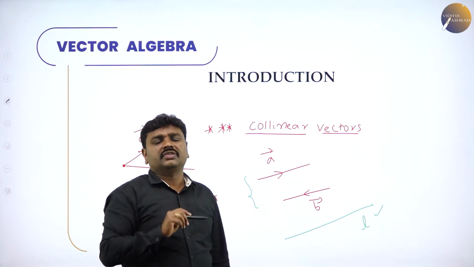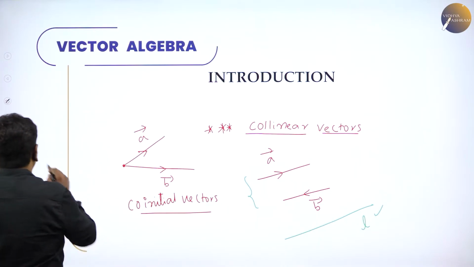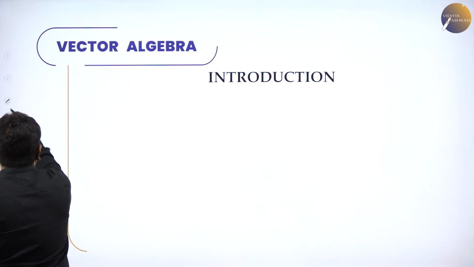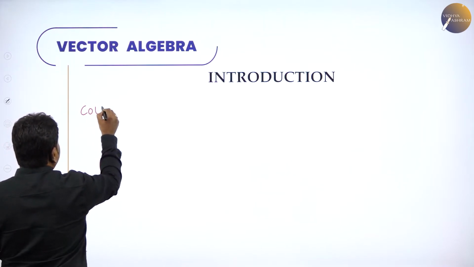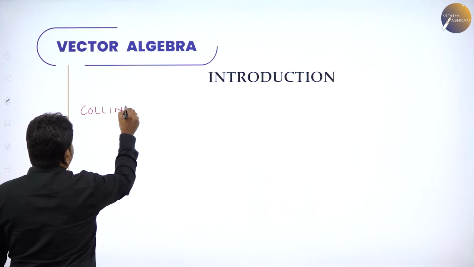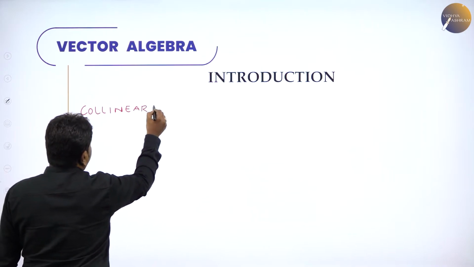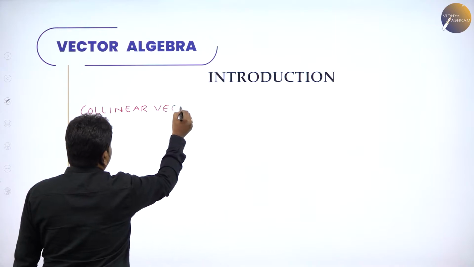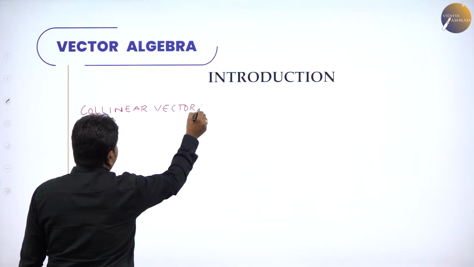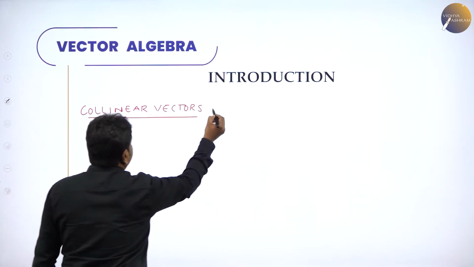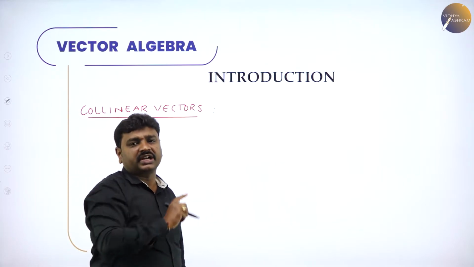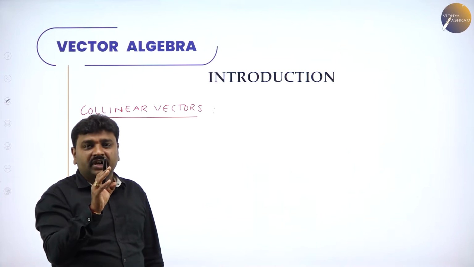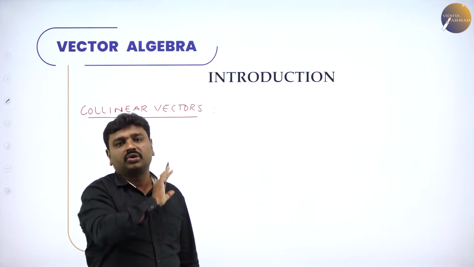So what are collinear vectors? Most important definition in your board exams, and the concept is also equally important. All vectors are not collinear vectors. Collinear vectors means two or more vectors are said to be collinear if they are parallel to same line, irrespective of magnitude and direction, or we say if they have common parallel support.